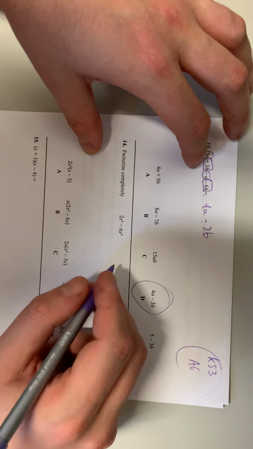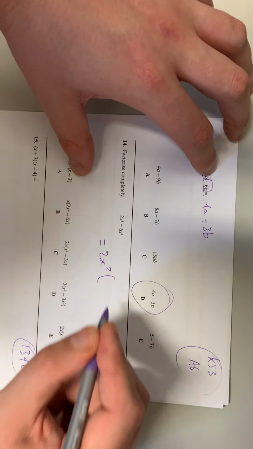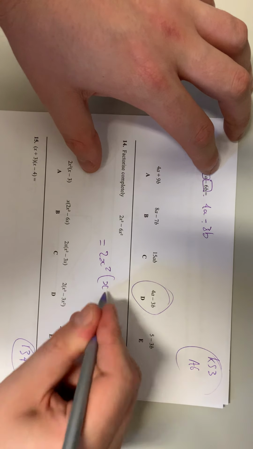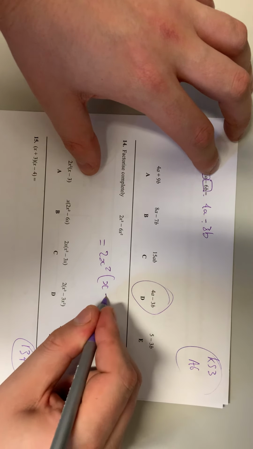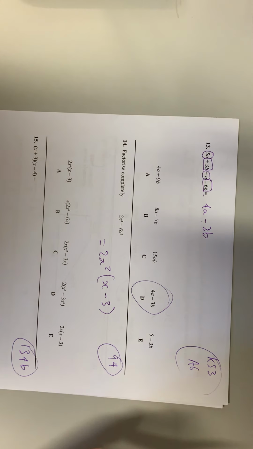Factorise completely. 2 is a factor of both. X squared is also a factor of both, so I need to take out 2x squared from both of them. 2x squared multiplied by x gets me back to 2x cubed. 2x squared multiplied by negative 3 gets me back to 6x squared.